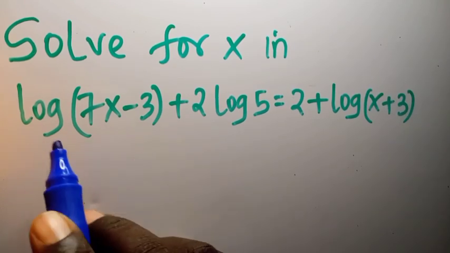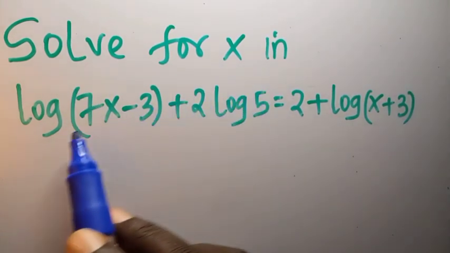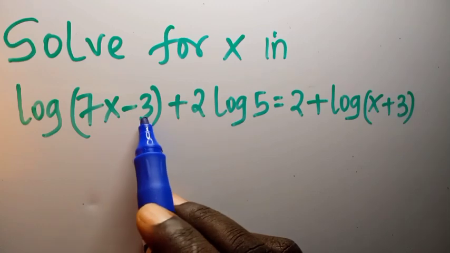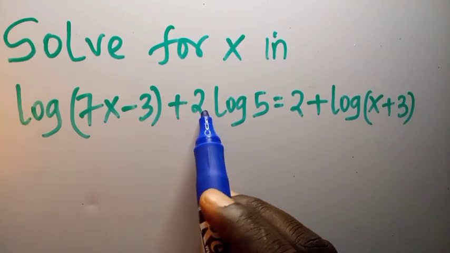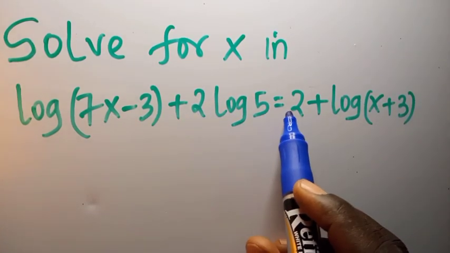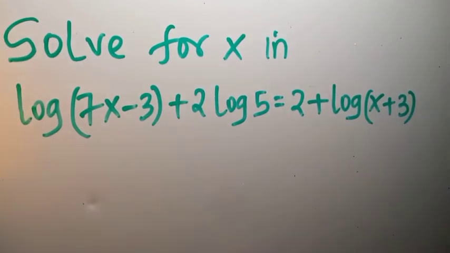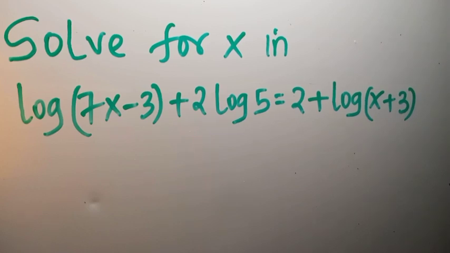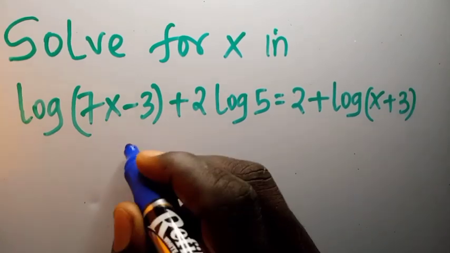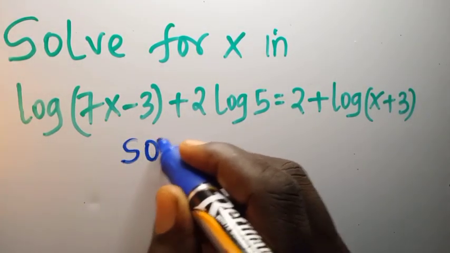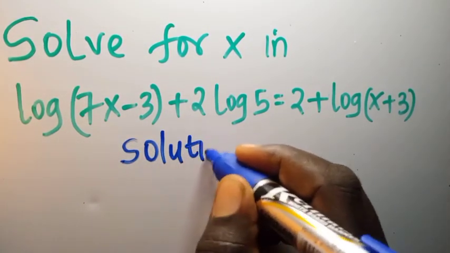The question is, solve for x in the logarithm of 7x minus 3 plus 2 log 5 equals to 2 plus the logarithm of x plus 3. Now, in this logarithmic equation, we need to apply the laws of logarithms to solve for the value of x. Now, let us have a look at the solution.